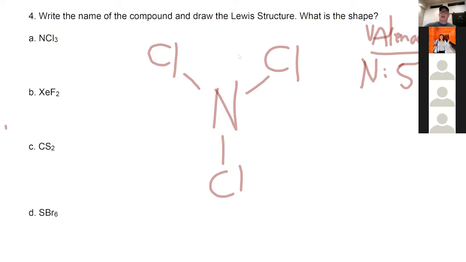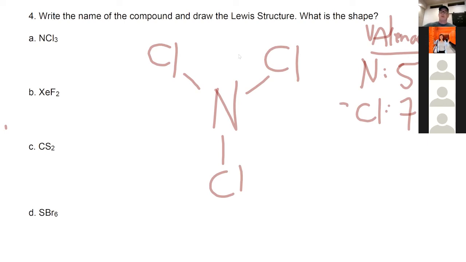How many does chlorine have? 7. How do we know that? What's the quickest way to figure that out? Group number on the periodic table. Right. Nitrogen's in group 5, chlorine's in group 7. That's the number of valence electrons in their outermost shell.